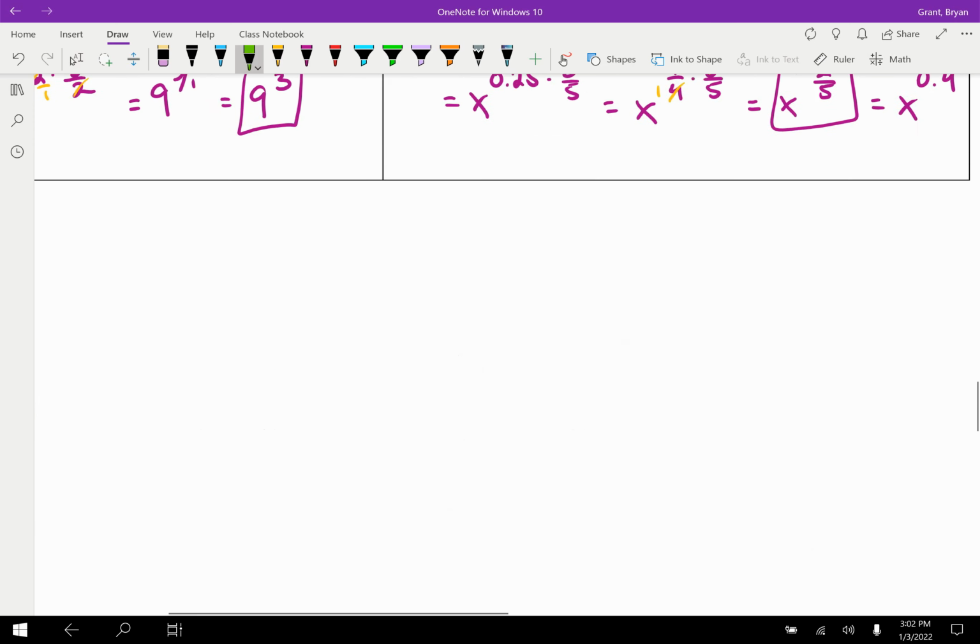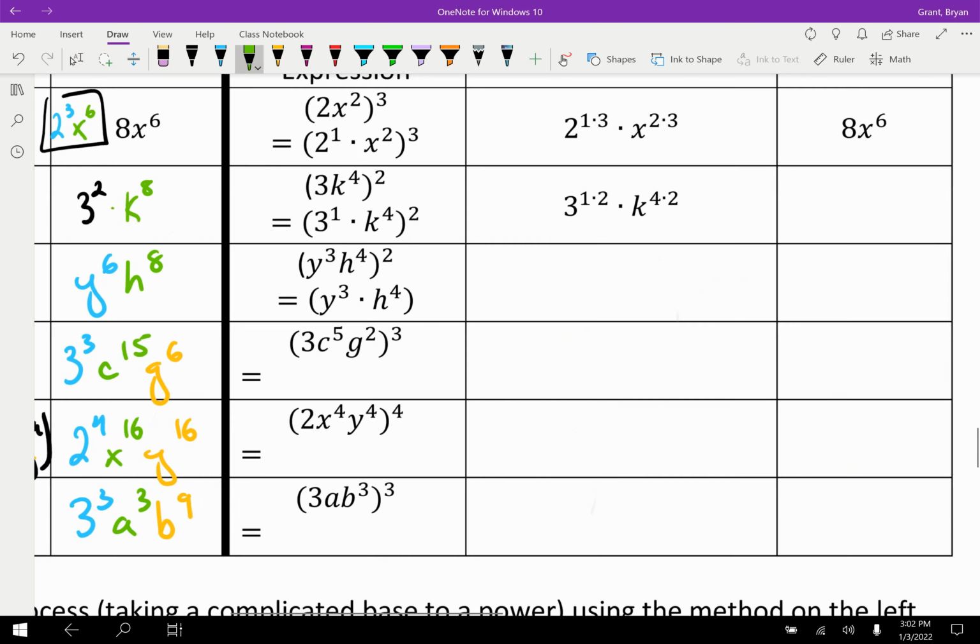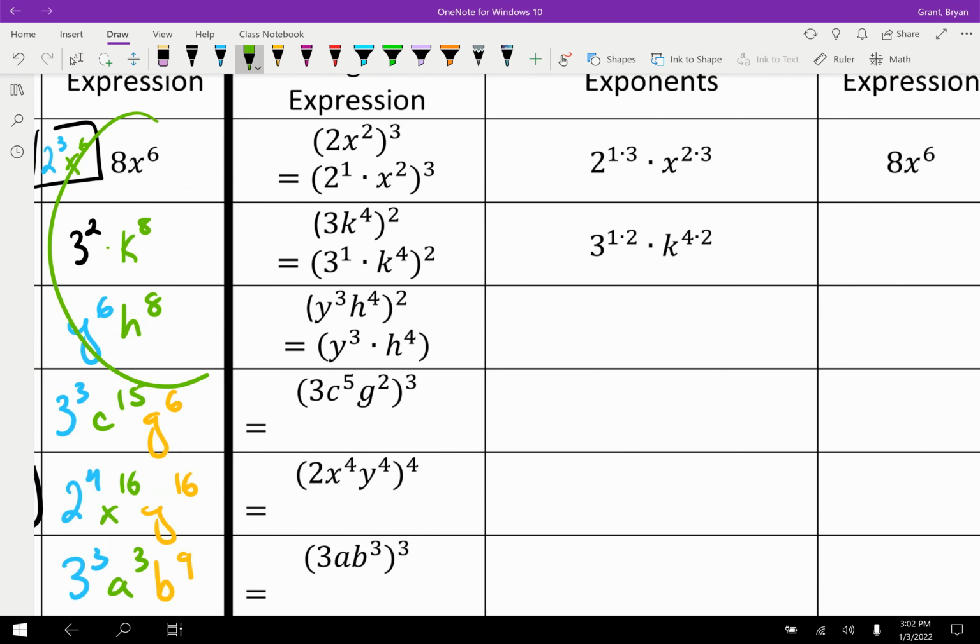So what we're going to focus on for this last shortcut are the answers that are over here now, and how we can get those same answers using a shortcut. So let's take a look.